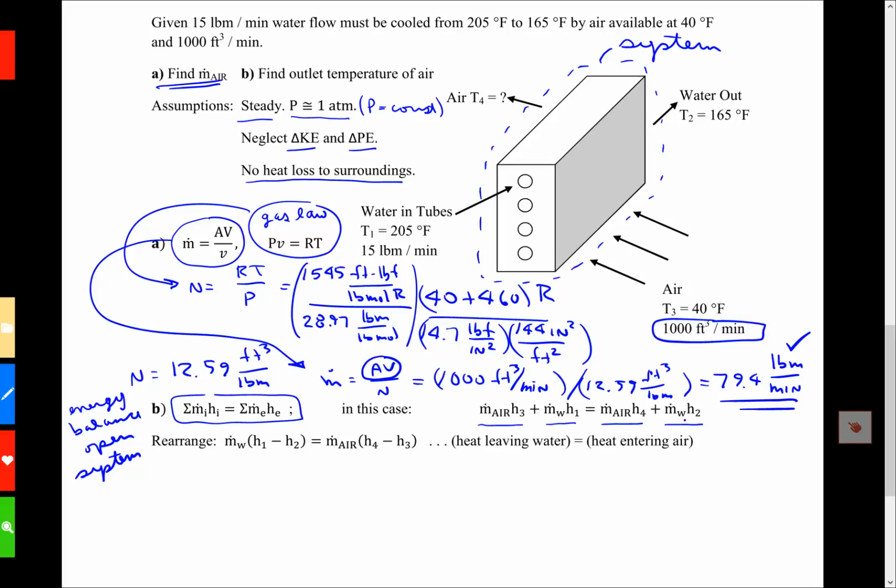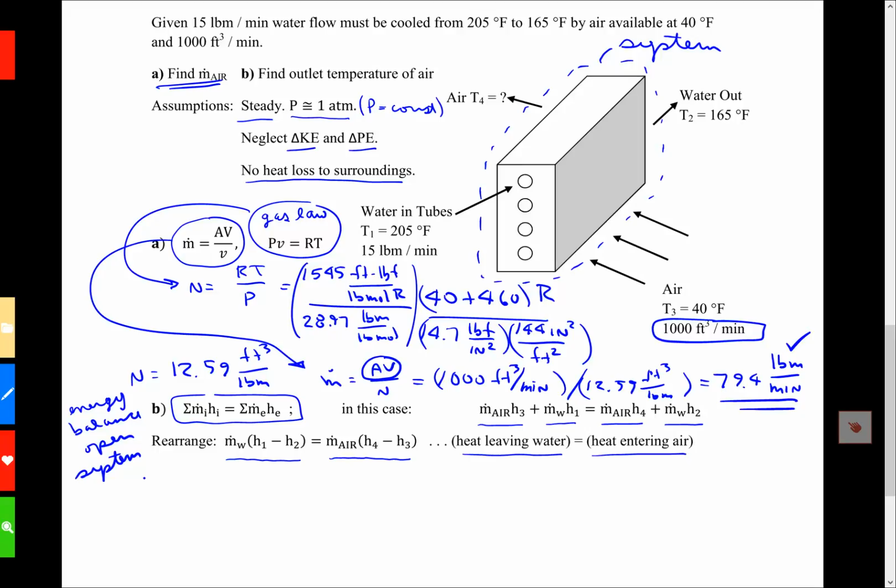Now, another way to write this and think about this is to rearrange it and put all the water terms on one side. So here is m dot water times H1 minus H2. That's the heat leaving the water. And that's the same as m dot air times H4 minus H3. That's the heat entering the air. So sometimes this is a useful way to think about heat exchangers.